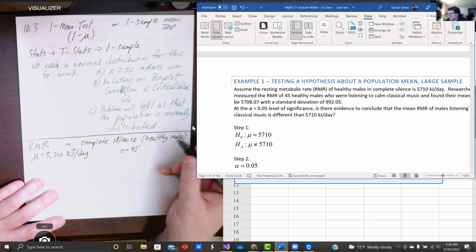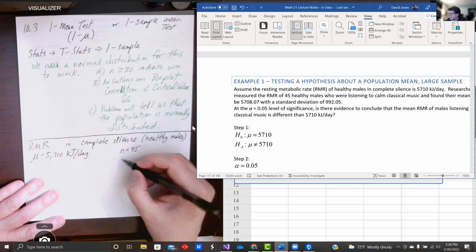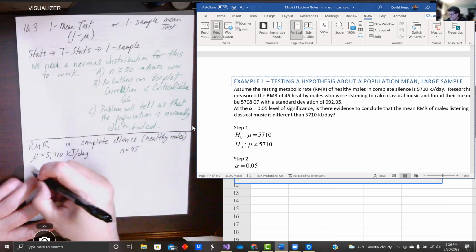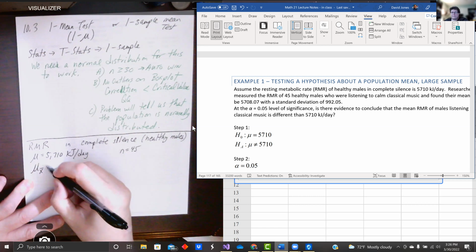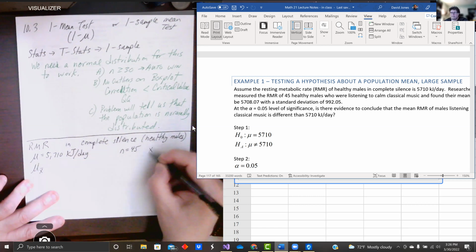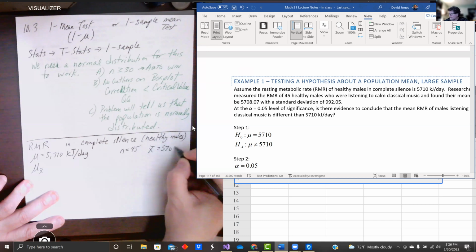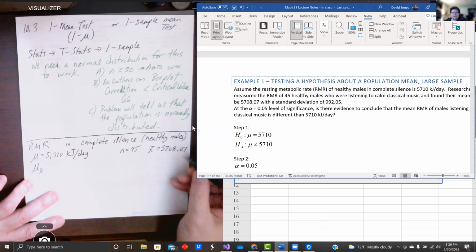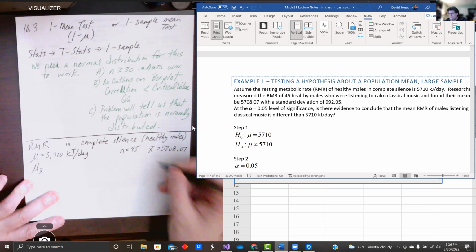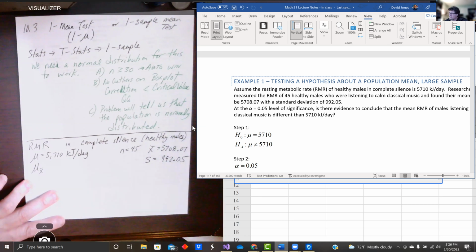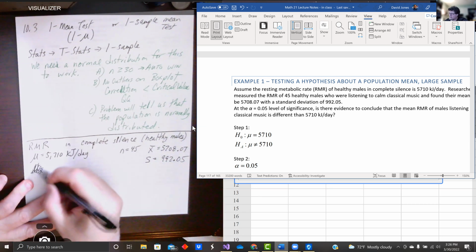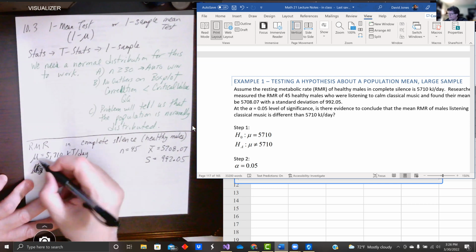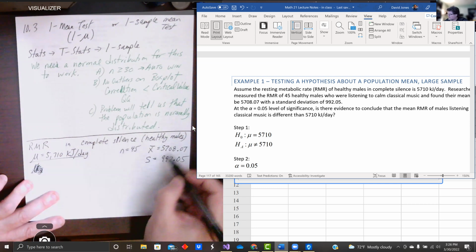They're telling me that the mean RMR for the sample, or X bar, is 5708.07. And they're telling me the sample standard deviation, which is S, is 992.05. And this must be the mean of the population. So that's the population. This is our sample.